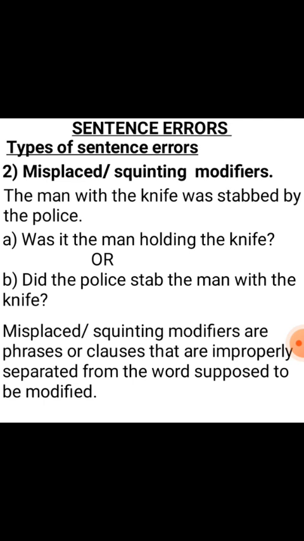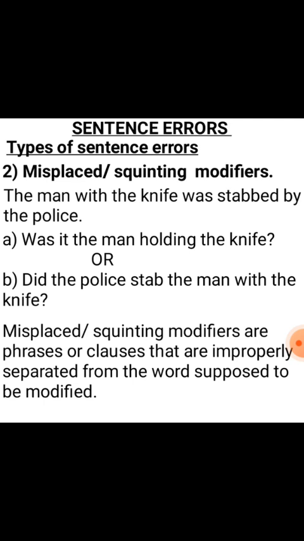How can the statement get questionable? This is telling us that we have ambiguity in the sentence. The sentence has two sides. We are confused. What is the sentence trying to say? What message is it trying to give to us? There is something which is not clear over there. So, was it the man holding the knife, or did the police stab the man with the knife? I'm confused. I know you're confused too.